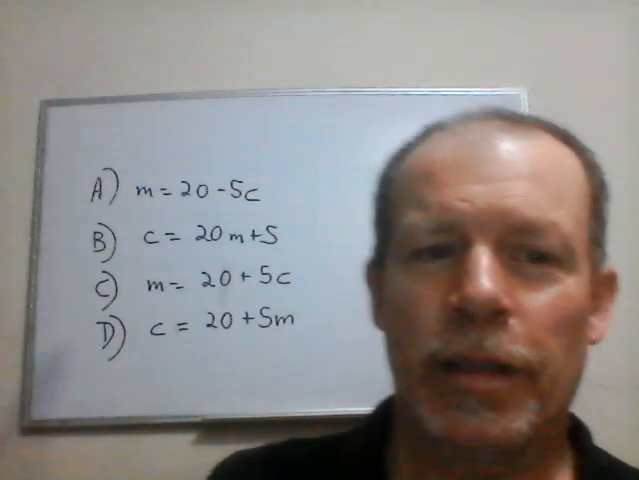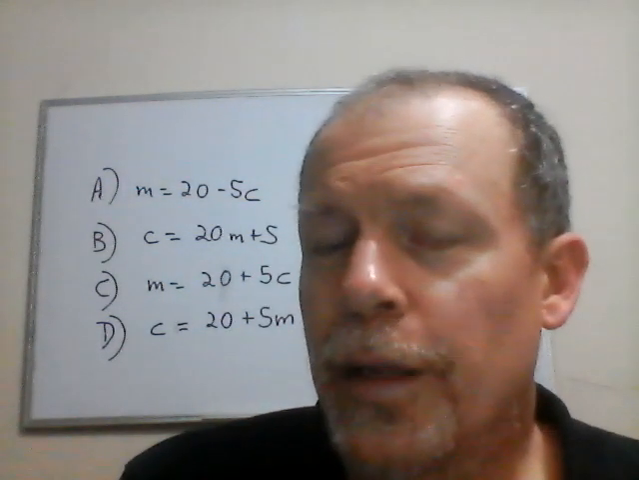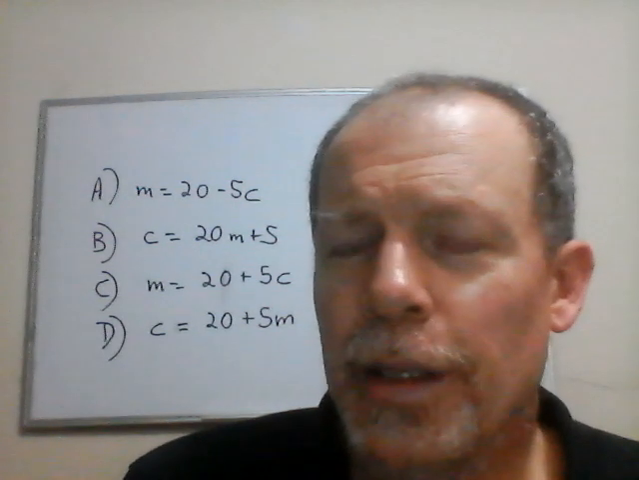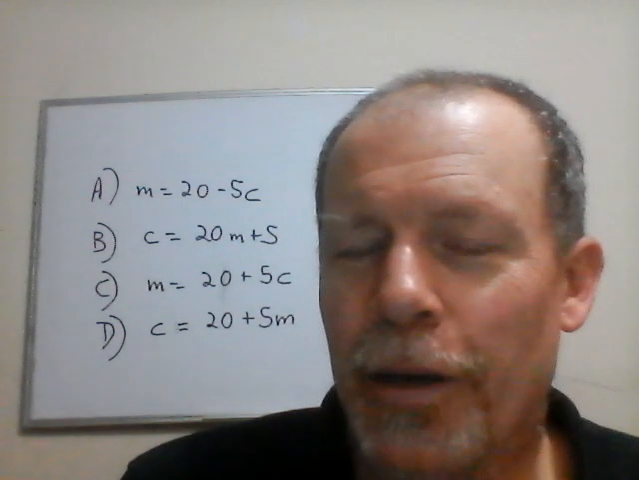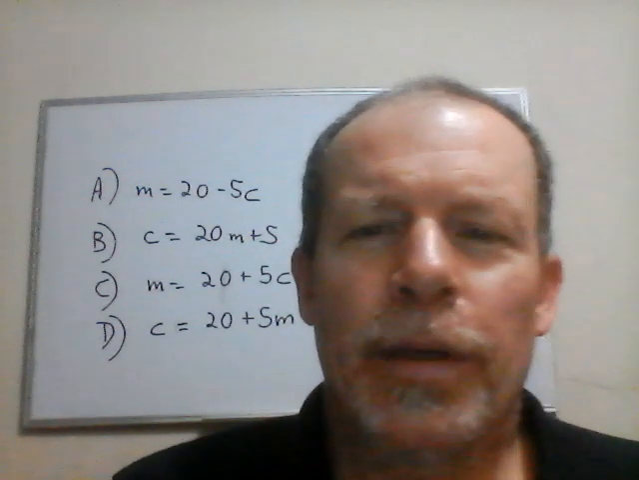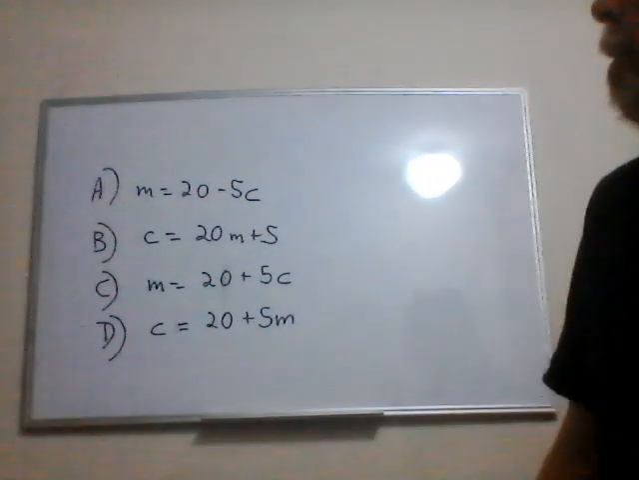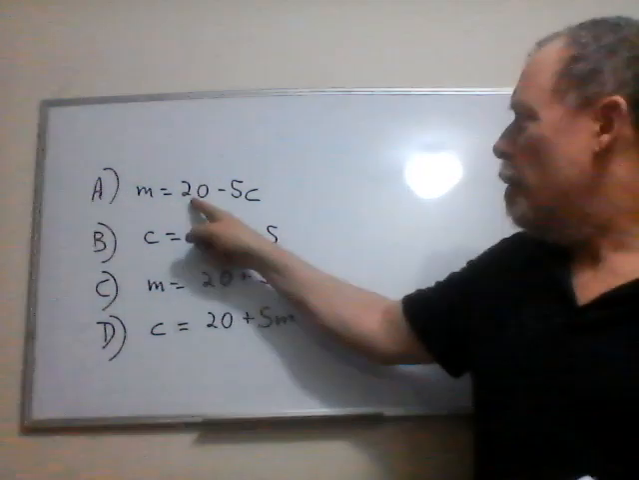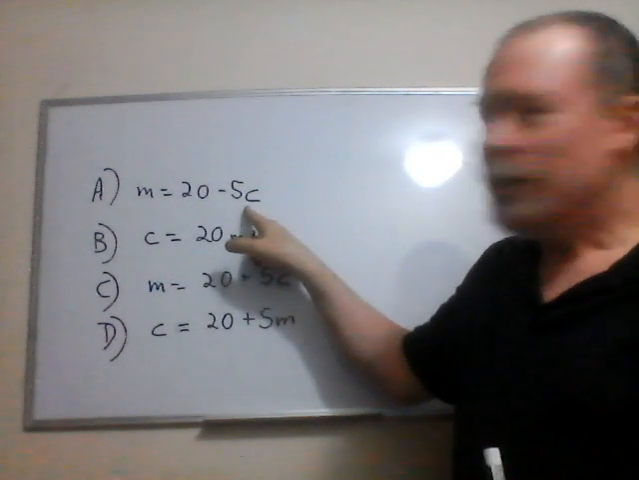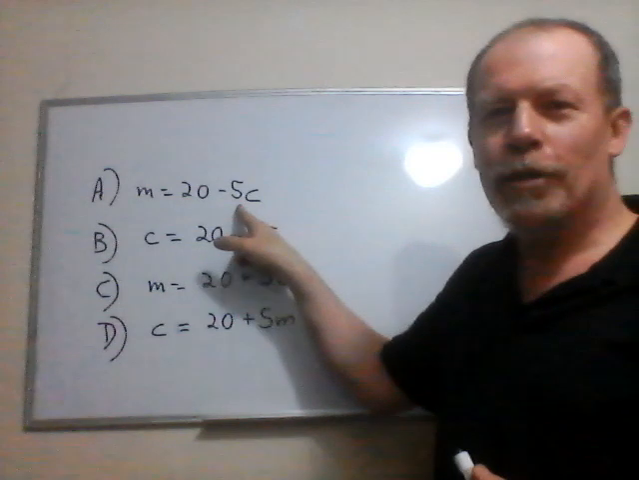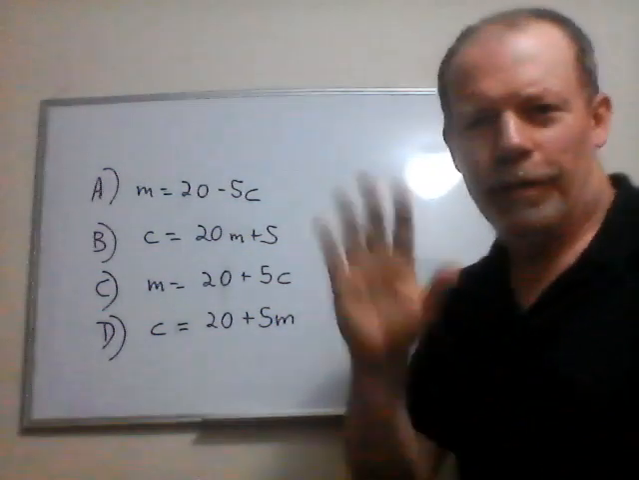So letter A and letter C, these have M by itself. Without further looking at this, your intuition should be that that's probably wrong. Again, there are cases on some tests where that could be right, but not this time. So what is wrong with each of these? The first one shows the flat cost of 20 that you have to pay up front, and then that gets reduced by 5 times the total cost to give you the number of miles. I don't think that actually works. I haven't tried it, but I'm pretty sure it doesn't.